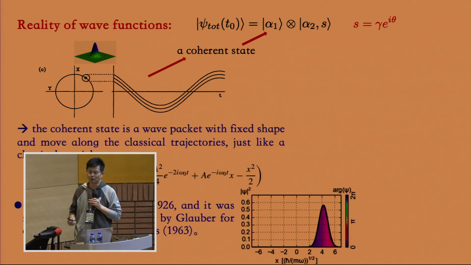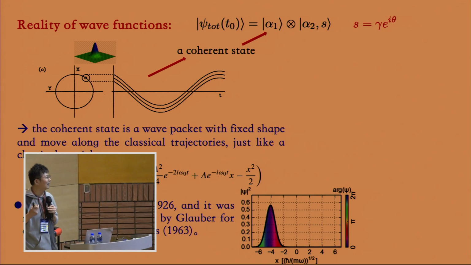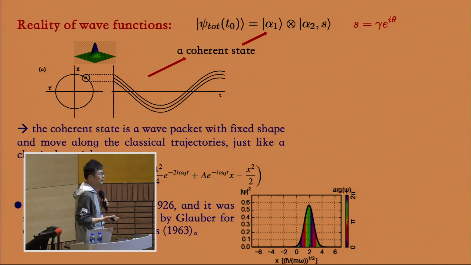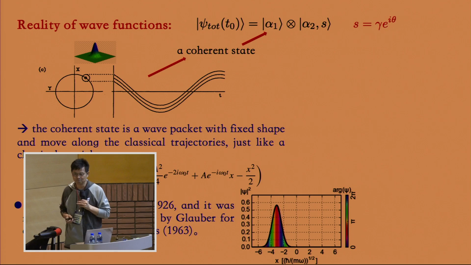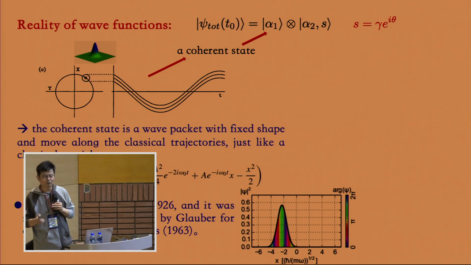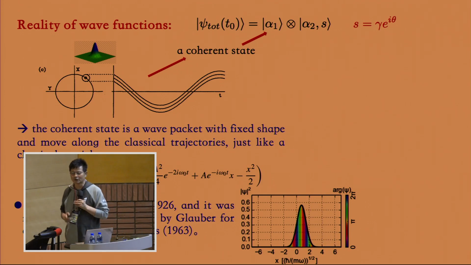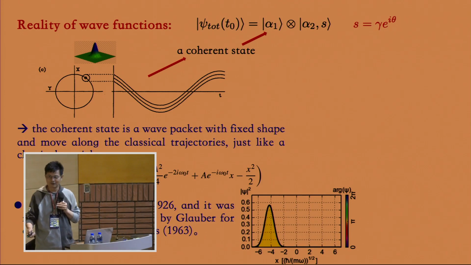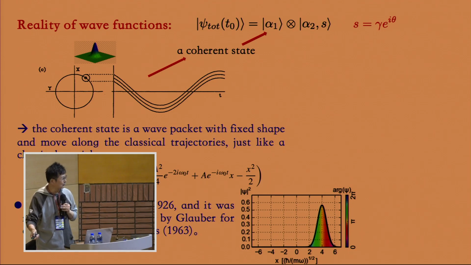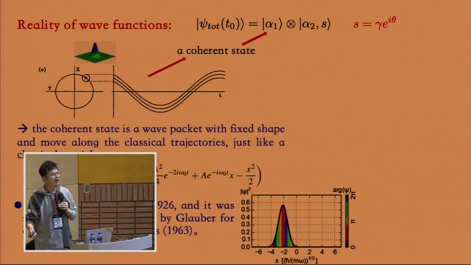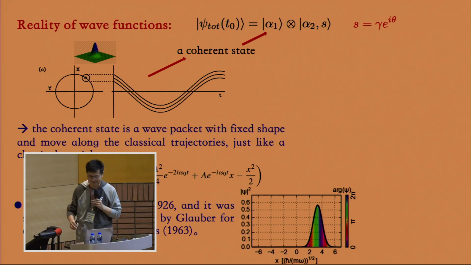In fact, this was originally discovered by Schrödinger in 1926, just after he developed quantum mechanical theory. And later on, this was applied by Glauber to develop quantum optics. So this is what it really looks like. It's a wavepacket, but it oscillates in the harmonic potential as the system goes around.